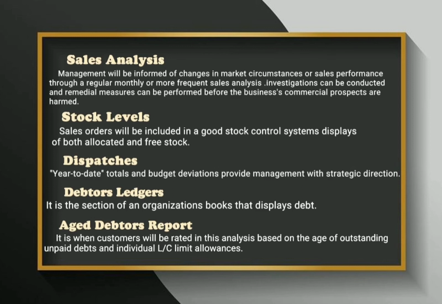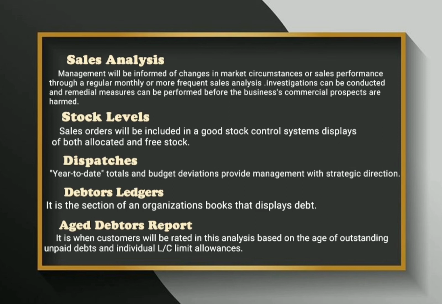To guarantee the smooth running of its manufacturing processes, any business should constantly maintain an ideal level of inventory. Dispatches. Year to date, totals and budget deviations provide management with strategic direction. Comparison with prior dispatch timetables that made commitments highlights the company's current troubles.